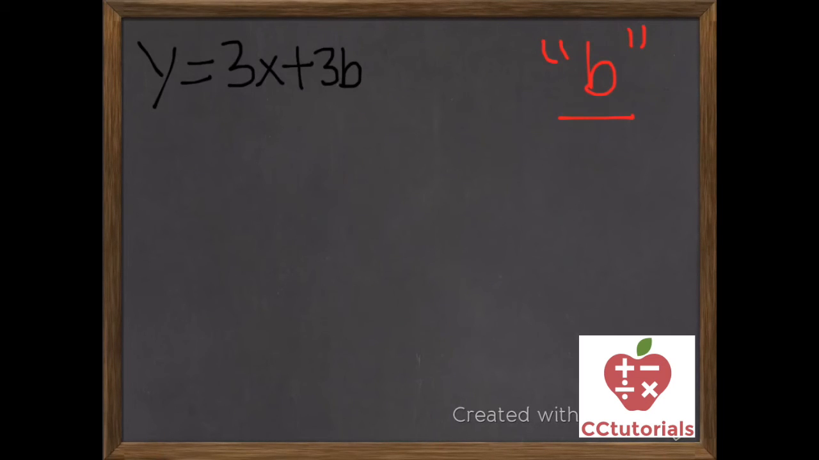So in this following example, we have y equals 3x plus 3b. We are looking for the value of b. We have a 3 by each variable, and you could easily just divide 3b. You could divide 3 on both sides, but this wouldn't work as this is not the way you're supposed to do literal equations.